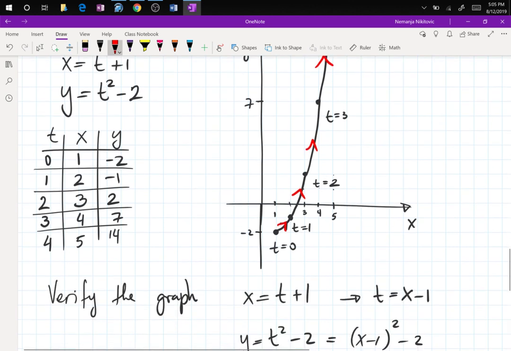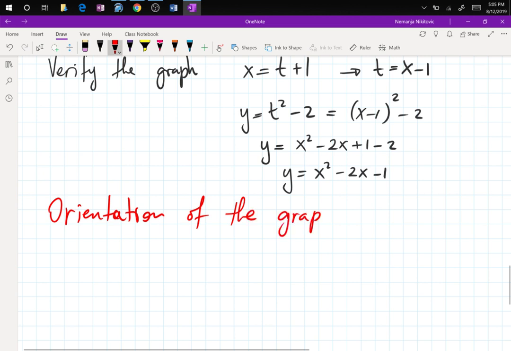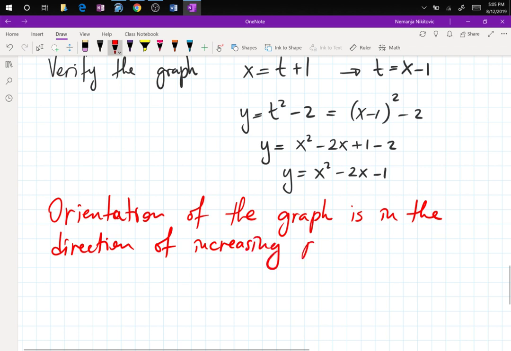So, orientation of the graph is in the direction of increasing parameter value.